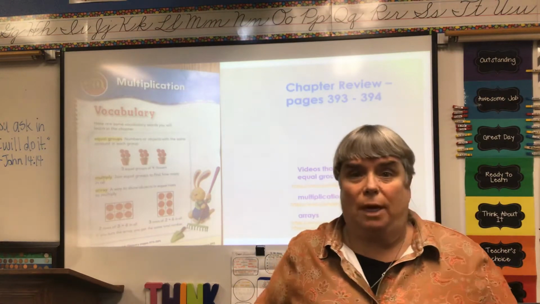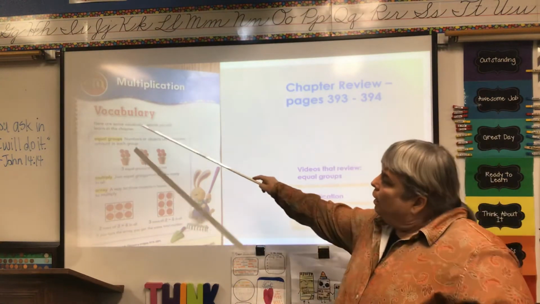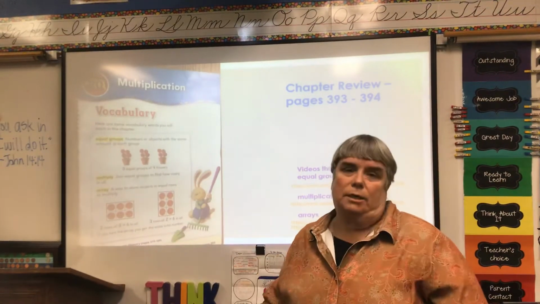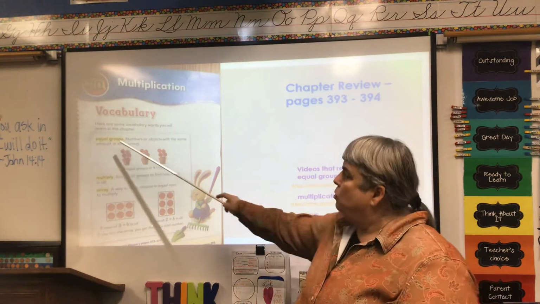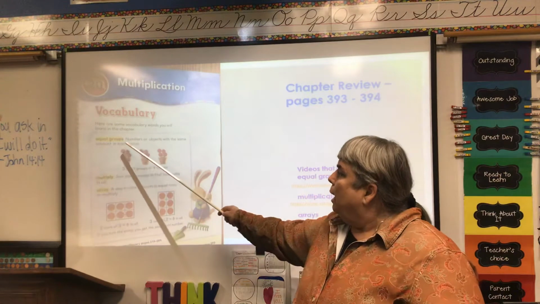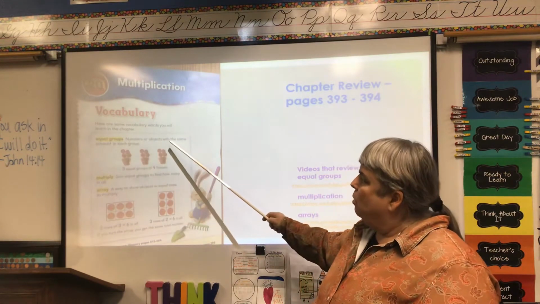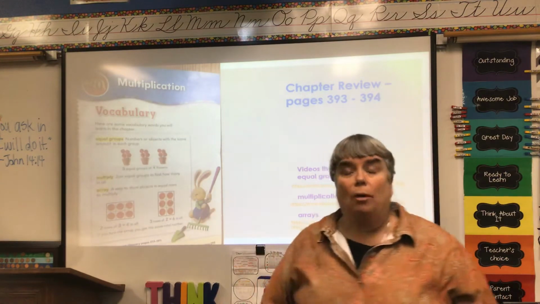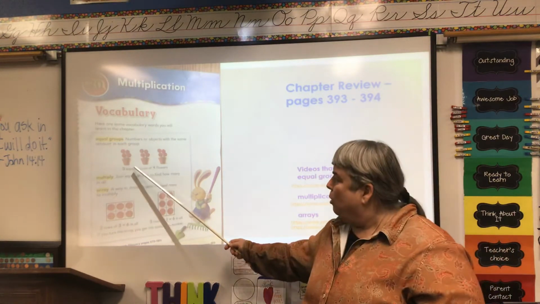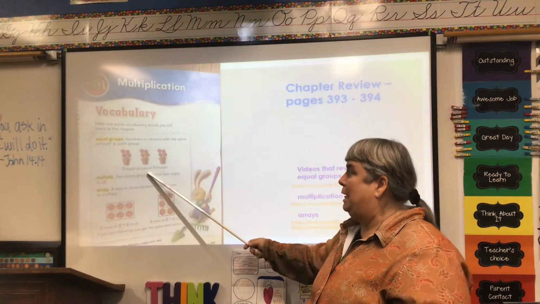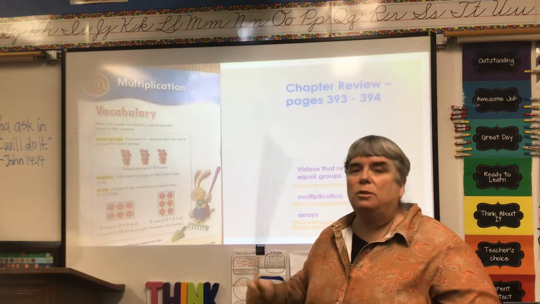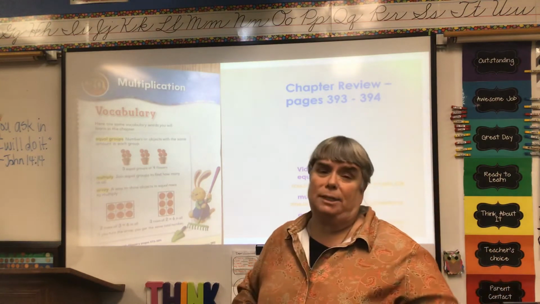So we're going to talk about vocabulary to begin with. These are important words that you will learn in this chapter, and you'll need to know them. So the first one is the term equal groups. Whenever numbers or objects with the same amount are in a group, we call that equal groups. So this example here is 3 equal groups of 4 flowers. Notice there's 4 flowers in each pot. So that's going to come into especially what we learned today in our lesson.